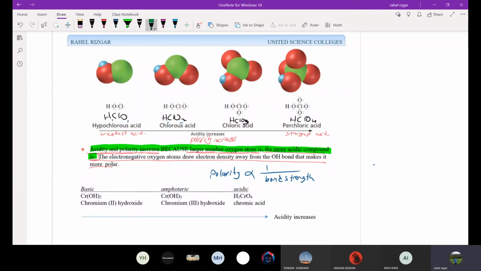That is why we will say this one is the strongest acid but has the weakest bond.